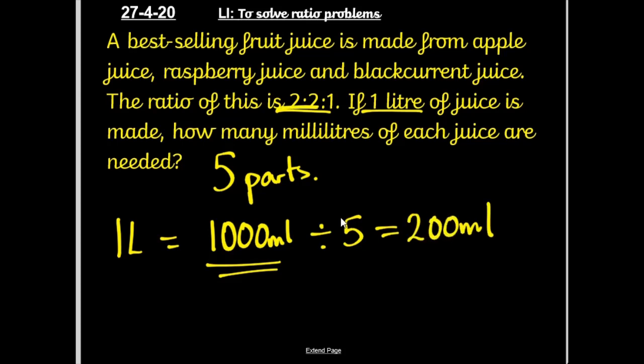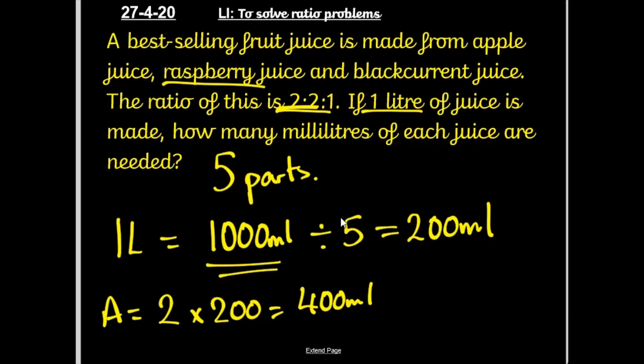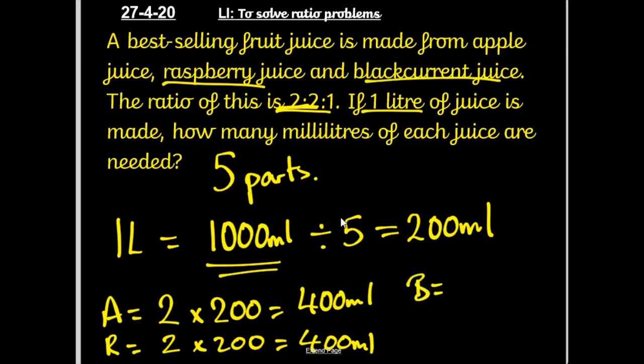And now I need to work out how much for each one. Apple juice, I'm going to use A for apple juice. There are 2 parts of that. So 2 times 200 is equal to 400 millilitres. Let's look at raspberry juice next. There are also 2 parts of this, so it's the same. 2 times 200 is equal to 400. And my final one, blackcurrant juice. I'm going to use B for this one. There's only 1 part of that, times 200, which equals 200 millilitres.